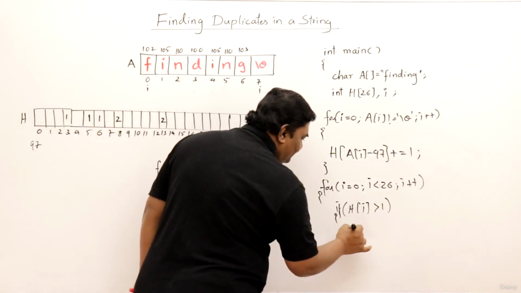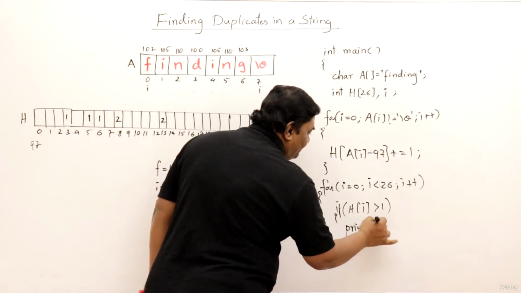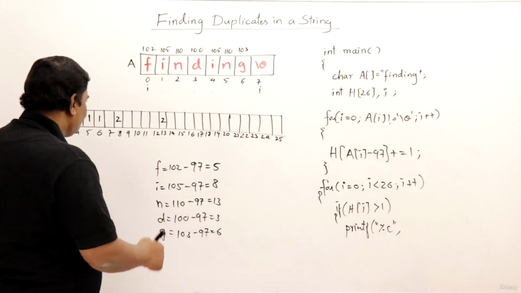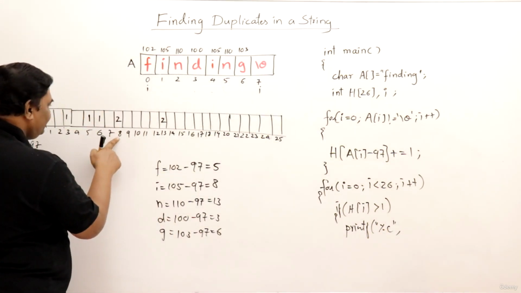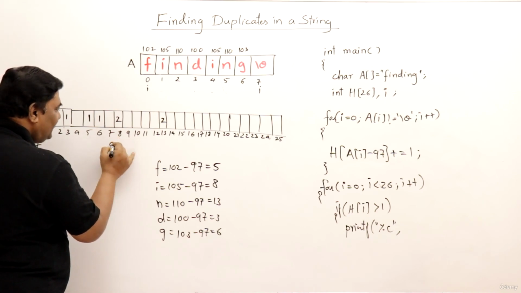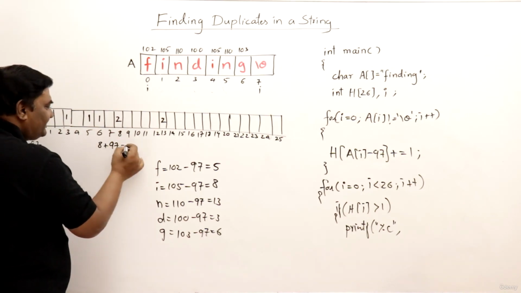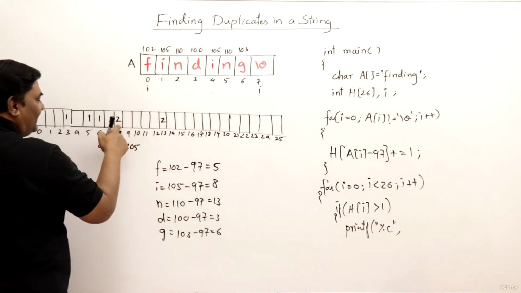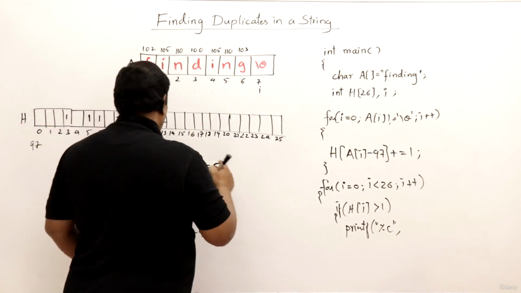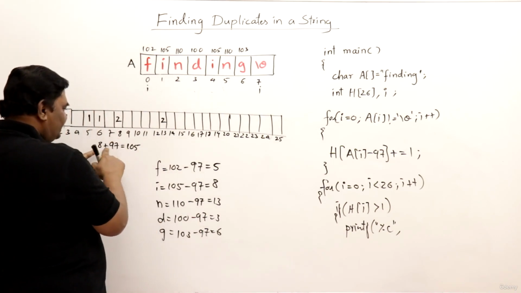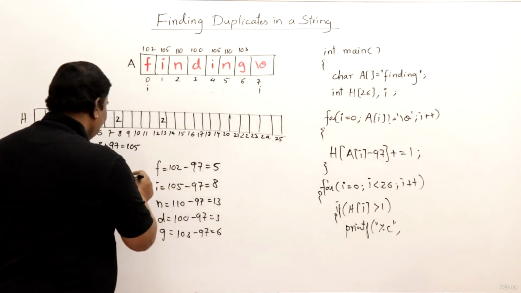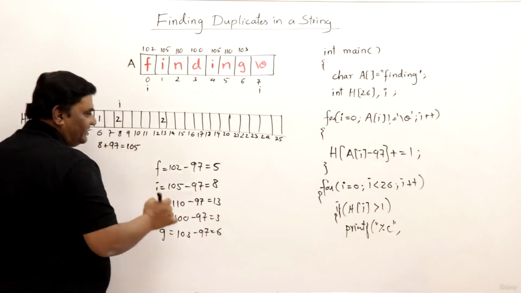So which alphabet? I will print it with printf percent C. I have to print the alphabet. Suppose here it is more than 1, at index 8. So add 97. It is 8 plus 97, which is 105, and 105 is I. So this I is repeating more than one time. So I have to add 97 to this index. Whatever the index I is, right now I is pointing here.